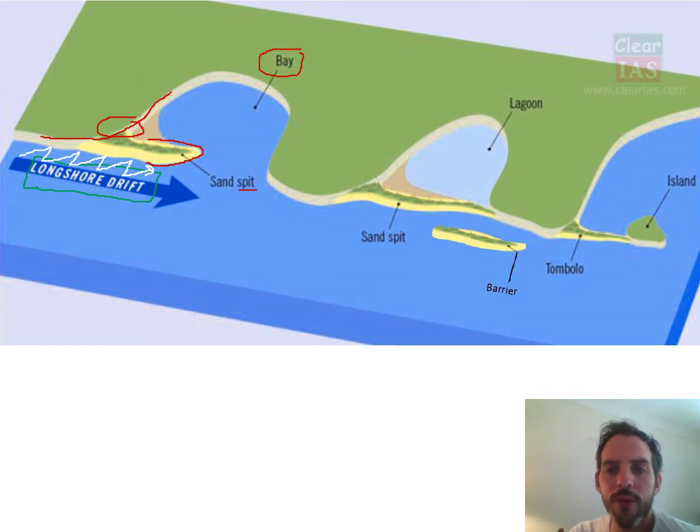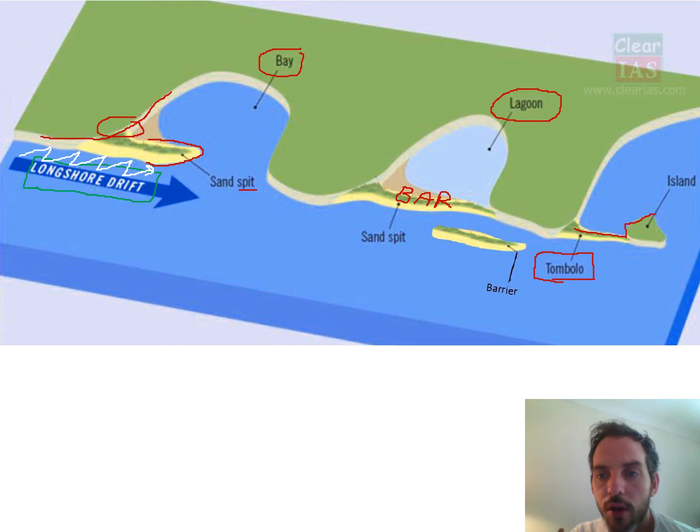But what happens when the spit stretches all the way across the bay? We get the formation of a bar. That's all it is. A bar stretches all the way across a bay, and what we have forming behind the bar is a lagoon. So wherever you find a bar, you find a lagoon. The other feature we're going to learn about is this bizarre word that is a real word, called tombolo. A tombolo basically means when a sand spit has stretched out and reached across to an island. And you can actually walk across these, okay?